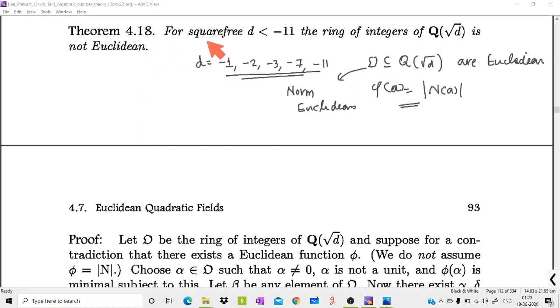In this theorem, we will prove that for d less than minus 11, of course this d is a square free integer, the ring of integers of Q of root d is not a Euclidean domain. So we will prove this by method of contradiction.